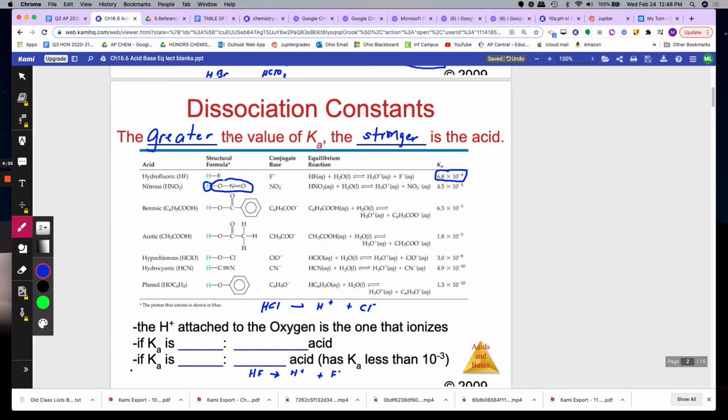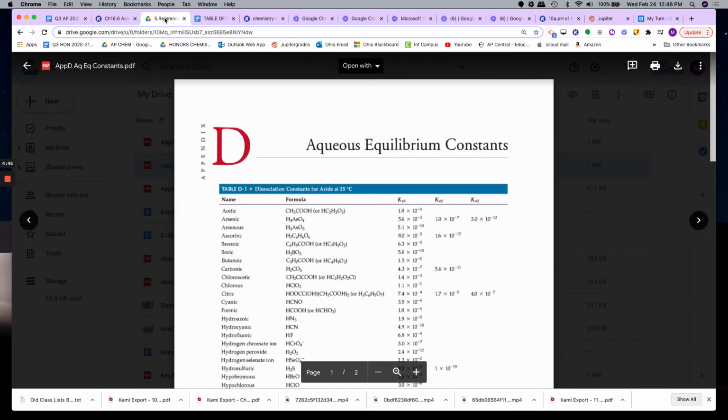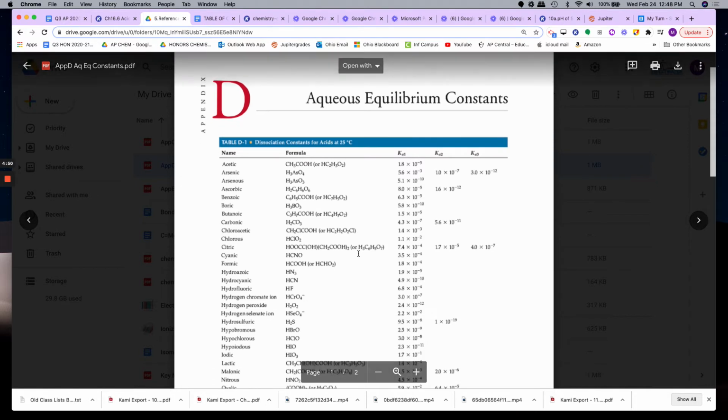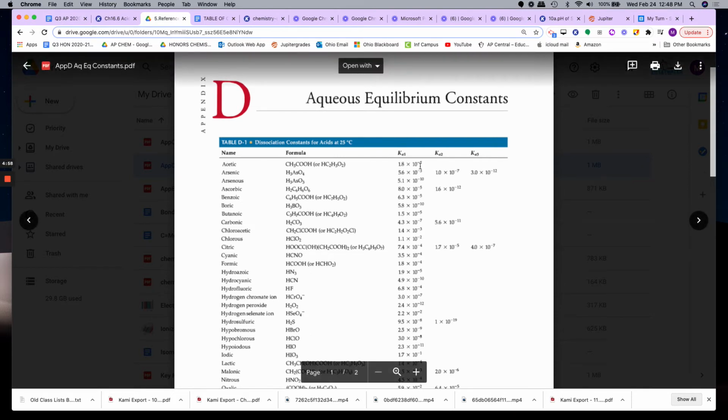I also would like to show you in your calendar, I've given you a link to, over here it says Appendix D, aqueous equilibrium constants. If you click on that, it'll give you this reference sheet. This reference sheet is inside your textbook as well. It gives the acids in alphabetical order, and it also gives you the Kas. As you can see, acetic acid is vinegar, 1.8 E negative 5. You'll be using that one a lot.